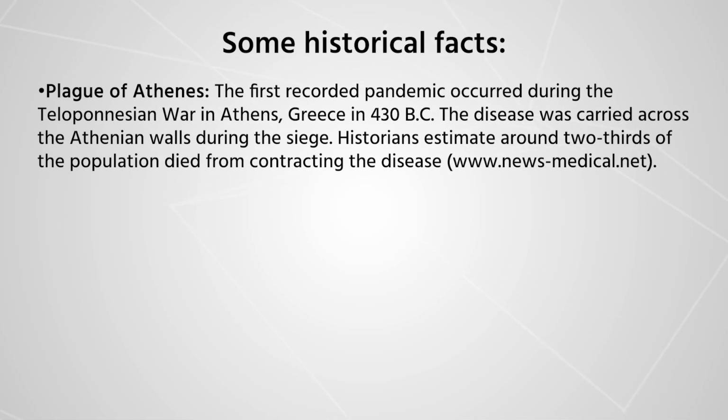Let us now understand some facts and chronology of such diseases in the world. Not to forget that centuries back there was no technology for identifying, curing or curtailing the spread of communicable disease. Plague of Athens, the first recorded pandemic, occurred during the Peloponnesian War in Athens, Greece in 430 BC. The disease was carried across Athenian walls during the siege. Historians estimate around two-thirds of the population died from contracting these diseases.